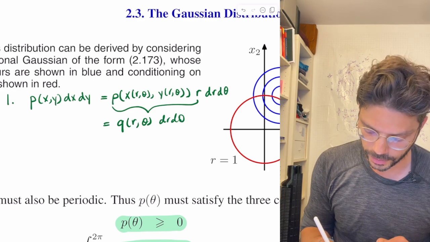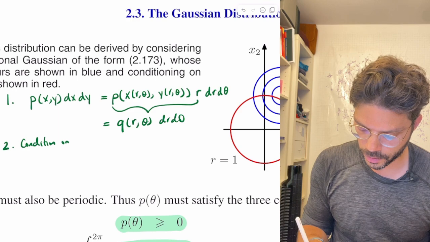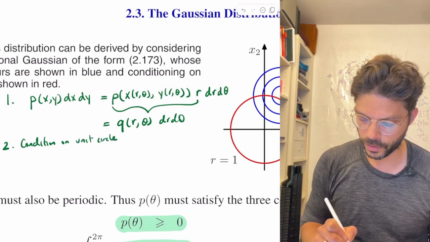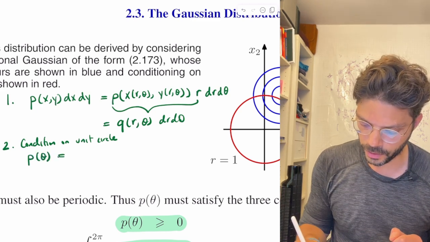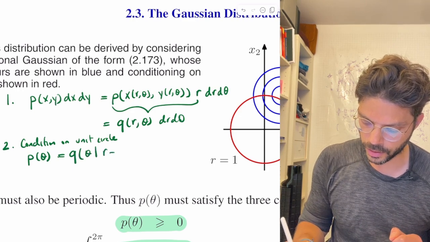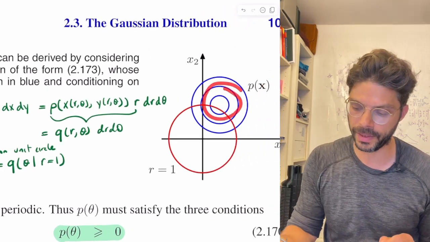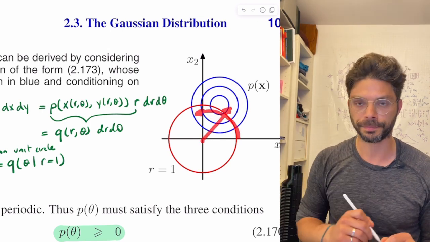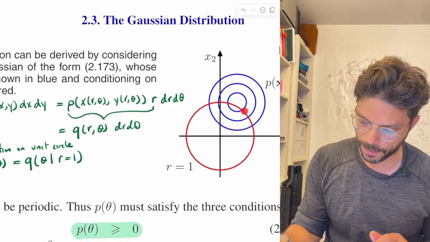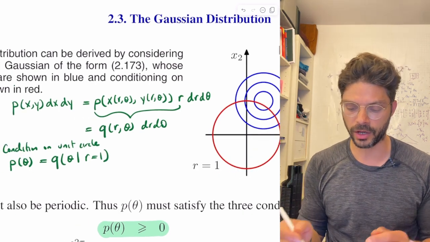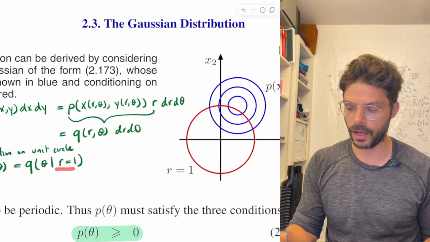And then what he's going to say is, now we're going to condition on being on the unit circle. So we're going to get a distribution, let's call it P of theta, which is going to be Q of theta conditioned on r equals 1. We've got this two-dimensional distribution, this blue thing here, but now expressed in terms of r and theta instead of x and y, and it's defined everywhere. Now we're going to condition, because we care about just this aspect of it. We say, give me a distribution on theta, and the way you give me that distribution is by conditioning what you have here on your data points being at r equals 1.